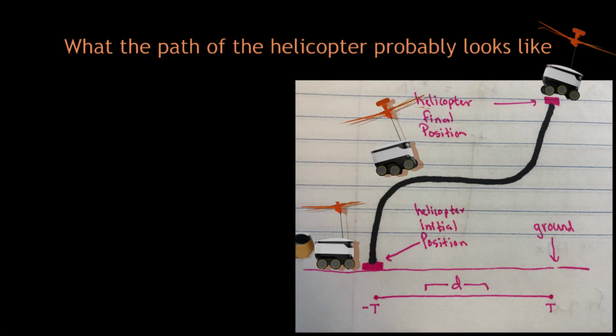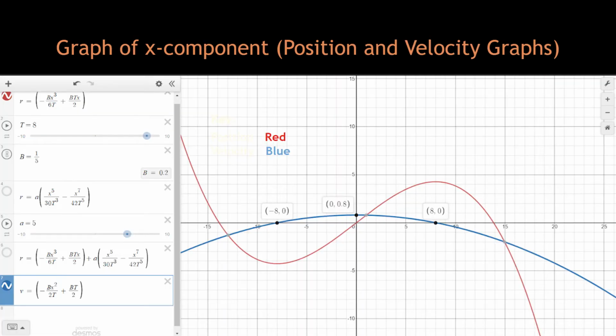Moving on to the velocity in the x direction, I've included the position graph, but I've made it kind of easier for the eyes to see by changing the variables beta and big T. So this time we're going to be looking over the interval negative 8 to positive 8, because big T is equal to 8.